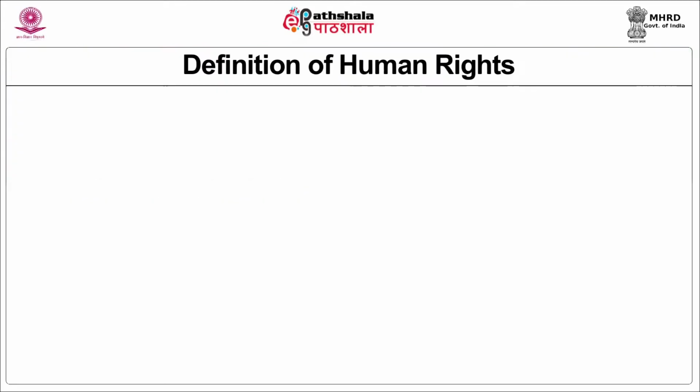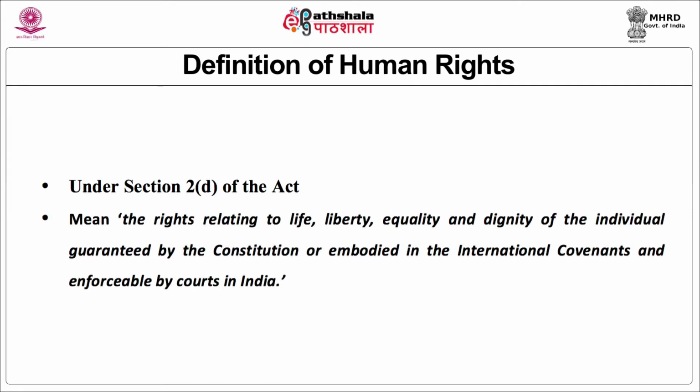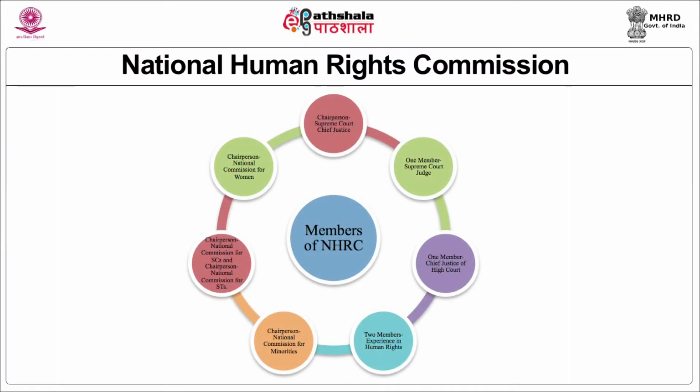And human rights, according to the Protection of Human Rights Act, mean the rights relating to life, liberty, equality, and dignity of the individual, which are guaranteed by the Constitution of India, are embodied in the international covenants and enforceable by courts in India. These international covenants have been further defined as the International Covenant on Civil and Political Rights, the International Covenant on Economic, Social, Cultural Rights, and such other covenants and conventions which are adopted by India and which have been notified by the Government of India. And the Commission shall have 9 members.